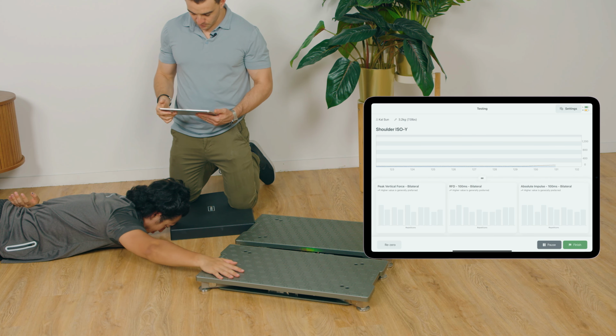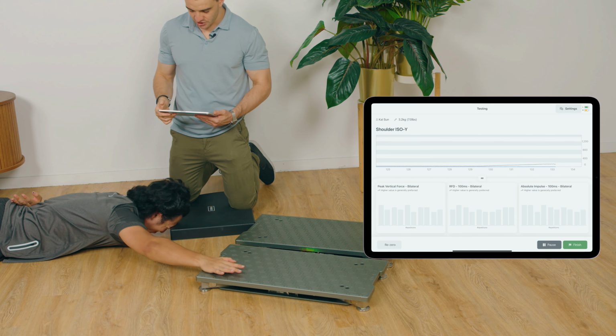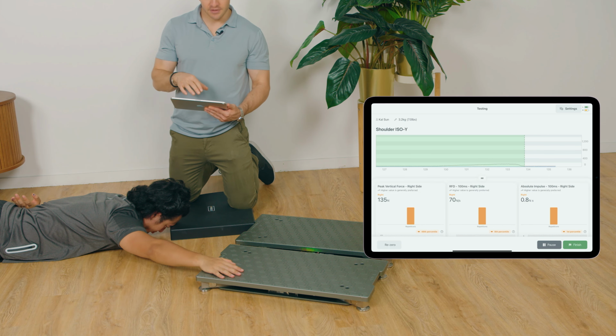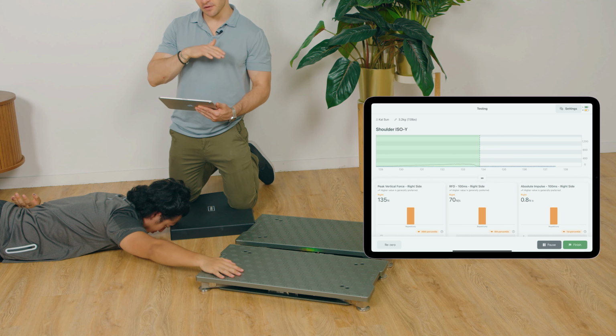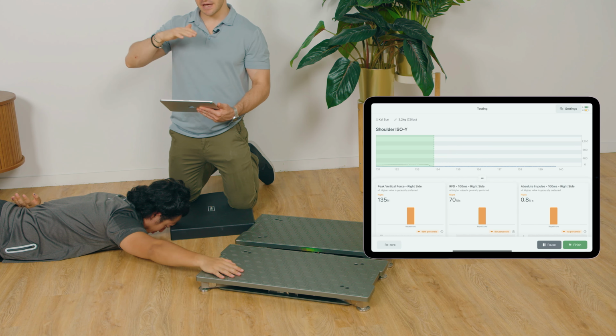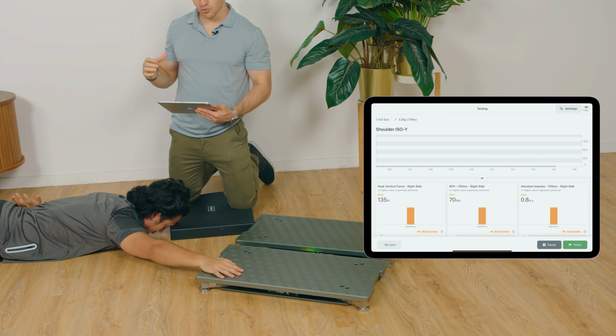Build, build, build, push, push, push, and relax. Nice. So we can see the test is captured there. We're happy that the slope is nice and slow and controlled. He's taking his time to build up force in that rep, but he's not doing it too quickly. So that's a good rep for peak force.